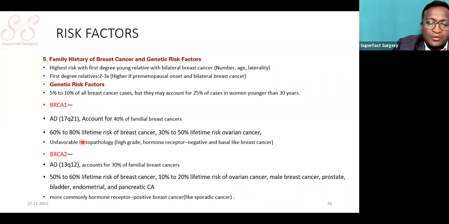Now, one very contrasting feature between BRCA1 and BRCA2 is that BRCA1 tends to have unfavorable histology. That is, the patient will have higher grade, that is grade 3, as we discussed, with a total score of 8 or 9, and hormone receptor negative. Triple negative breast cancer is usually associated with BRCA1. While BRCA2, though it is more common in male breast cancer, has hormone receptor positivity, like sporadic cancer.